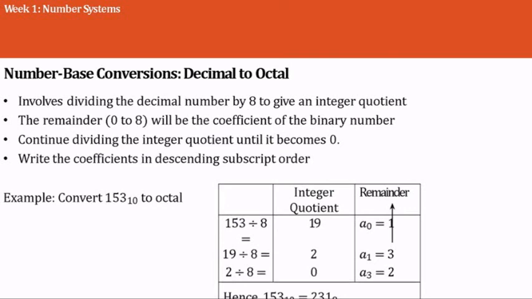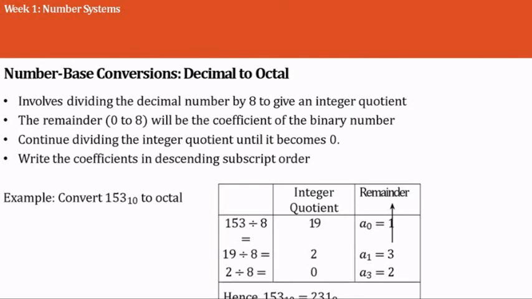Next is the number-based conversion from decimal to octal. It involves dividing the decimal number by 8 to give an integer quotient. The remainder will be the coefficient of the octal number, and we continue dividing the integer quotient until it becomes 0. Then write the coefficients in descending subscript order. This is almost the same as decimal to binary, but this time instead of dividing by 2, we are going to divide by 8.